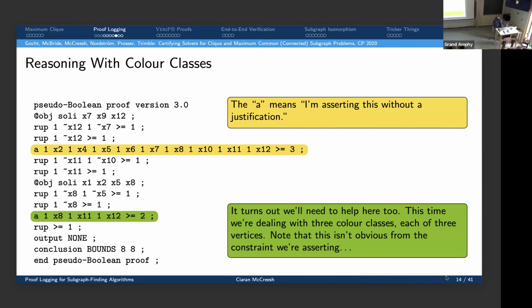First thing we can do, there is a rule that says A stands for either assert or assume. I think we're still arguing about this. It should definitely be assert. What it says is, trust me that this constraint is true. So I'm just going to add in a line here that says, trust me that at most we can get 3. And it turns out we'll have to do the same thing a bit later on in the proof where we do some color class reasoning as well. At this point, I'm going to have to say, trust me, you can get at most 2 at this point.